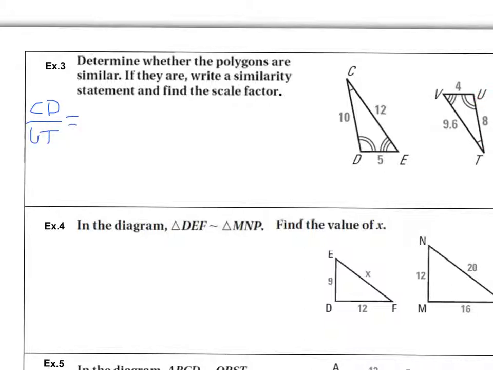And so if we compare CD and UT, we have 10 over 8. Reduce that, we get 5/4. So we want to check, do they all have that same relationship, 5 to 4?